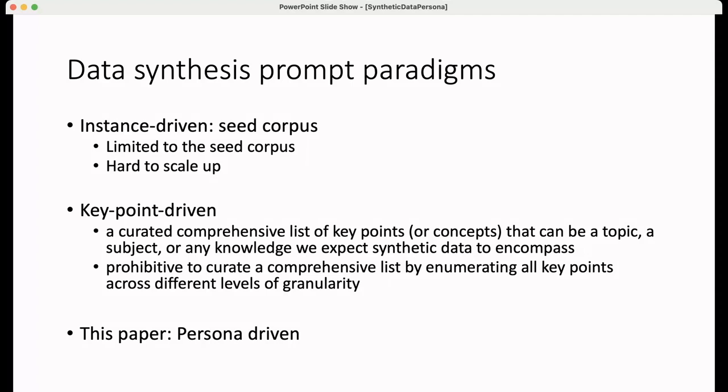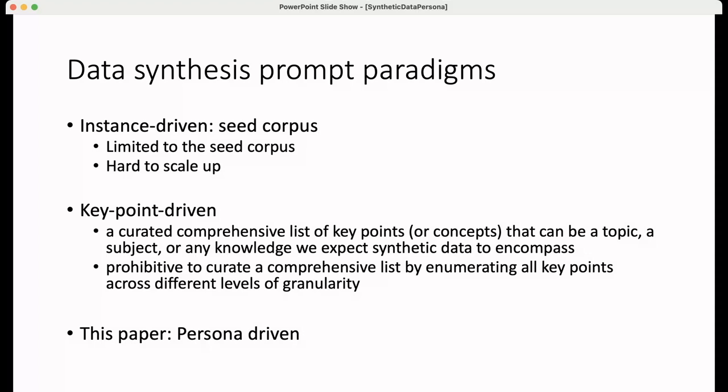The other is key point driven, where you provide a list of bullet points or concepts for the LM. I think this one is more related to the Phi model that I presented last time, the "textbooks are all you need" approach. You prompt the LM with a list of key concepts from the textbooks, and then ask the LM to create more comprehensive content by working through all these key points across different levels of granularity, like high level and low level content.